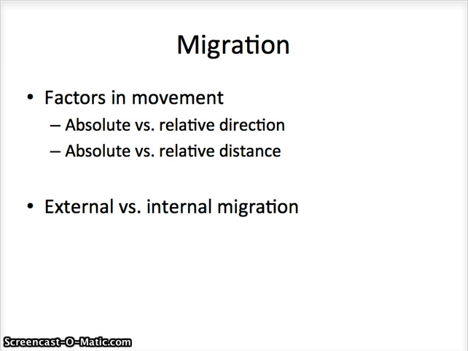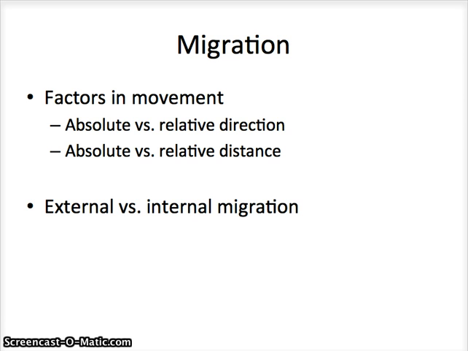We also have external versus internal migration. External migration is when you migrate outside the country. So it has to be outside country lines. Okay, not cities, not states, but you have to leave the country. Internal migration is migration within the country. So if you're moving from California to New York, that's internal migration. If you're moving from California to Mexico, that's external migration.